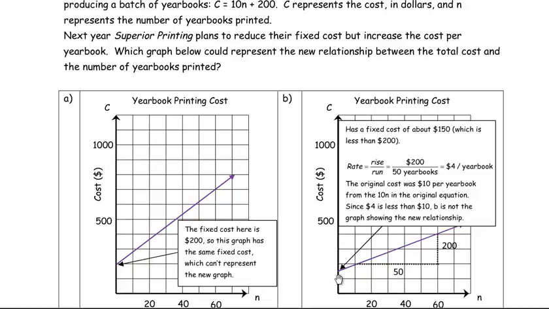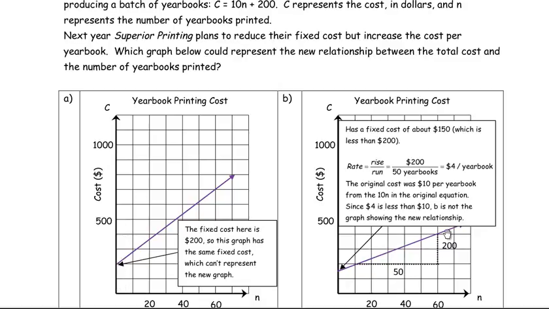For B, the fixed cost is lower. Looks like it's around 150 here. So let's check out the rate. I've joined this point and this point together. The scale on the horizontal axis is 10. So this is 10, 20, 30, 40, 50 yearbooks. And this would be $200 because each of these blocks is 10. You see 10, 100, 200, 300, 400, 500.